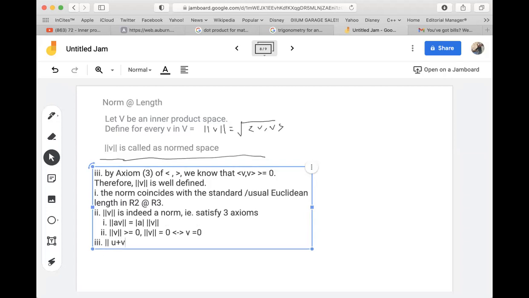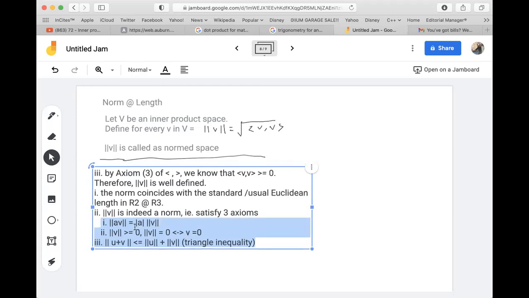And the third one: the norm of U plus V is less than or equal to the norm of U plus the norm of V. This is actually the triangle inequality. Alright? Okay, so now we will do the proving for these three axioms.